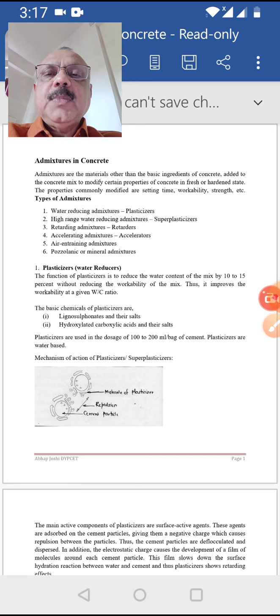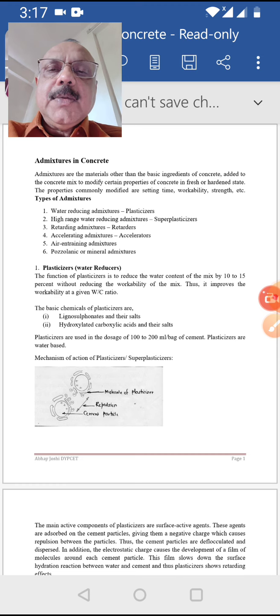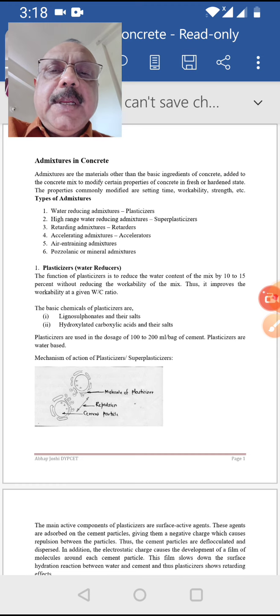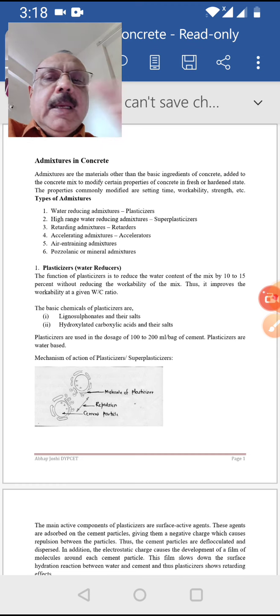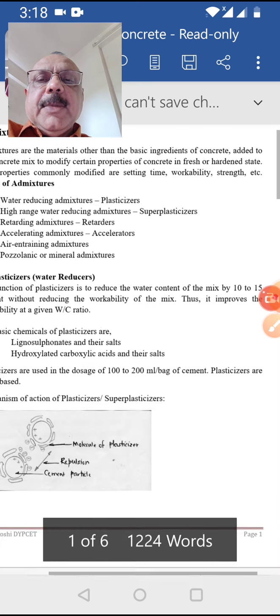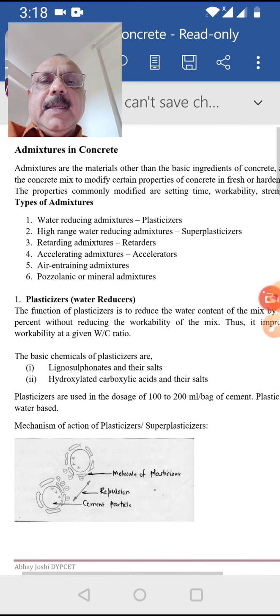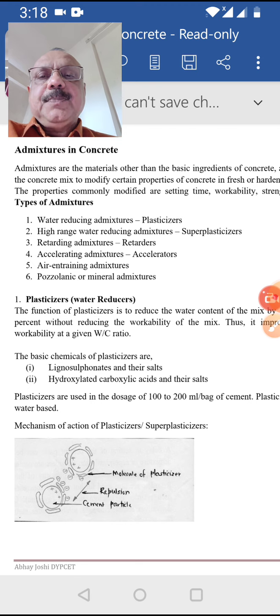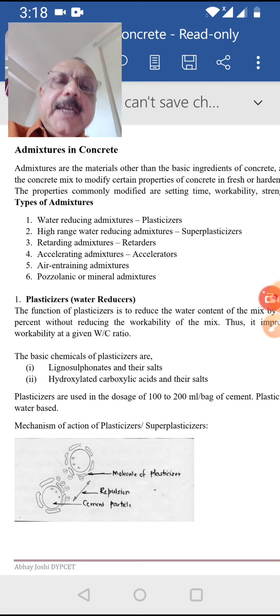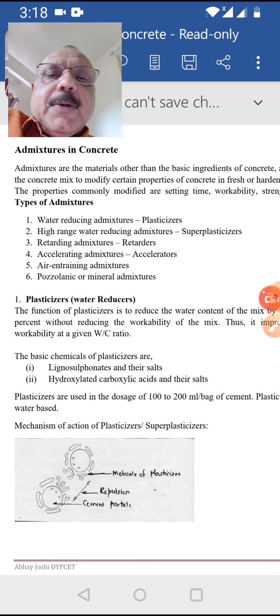Let us learn about a new topic, that is Unit 5, admixtures in concrete. Actually, we have to see what these admixtures are and why they are essentially used in concrete. Particularly, admixtures are the materials other than the basic ingredients of concrete, that is, cement, sand, fine aggregate, coarse aggregate, and water.